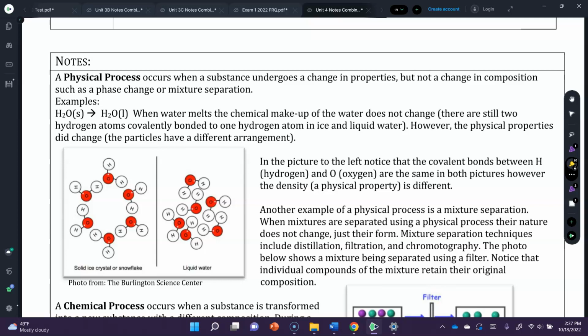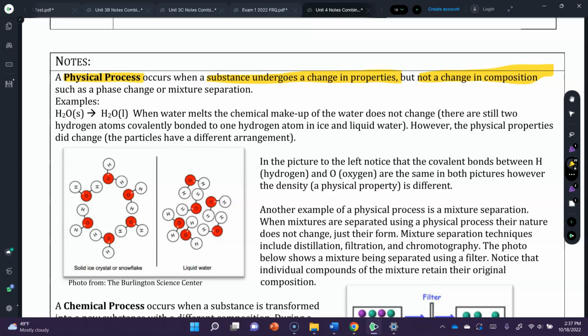So in a physical process, we see a substance undergo a change in properties, but not a change in the composition of the substance. So this is things like phase changes or mixture separations. For example, the melting of ice into liquid water. When water melts, the chemical makeup of water does not change.